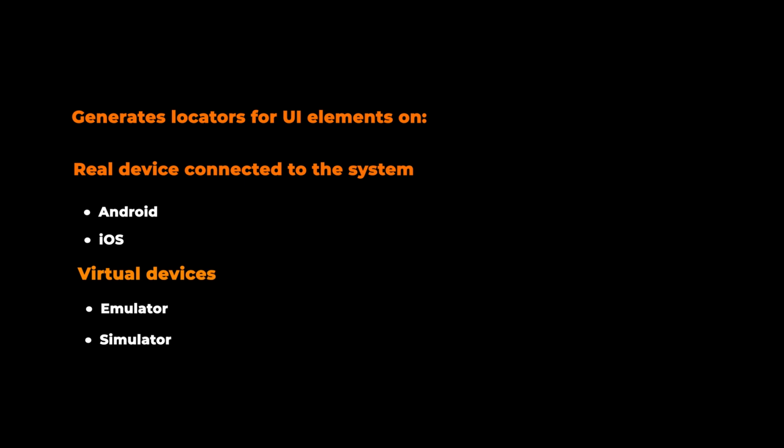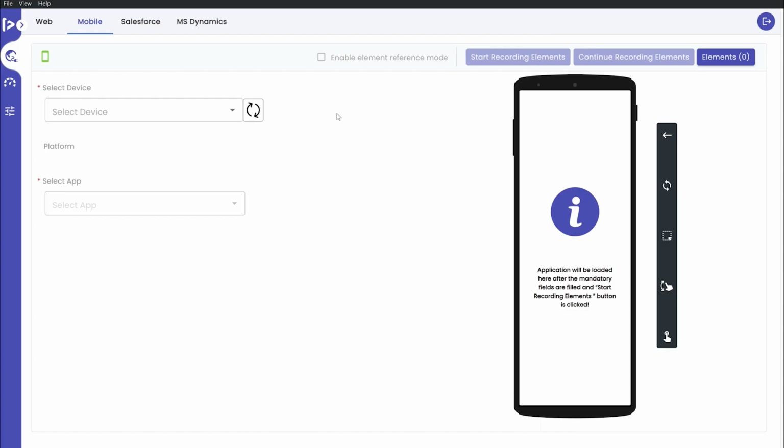FireFlink Finder can generate locators for elements of any app, either from an Android or an iOS device that is connected to the system, or from an emulator or a simulator as well. In this video, we will be capturing the UI elements on a mobile device that is connected to the system.